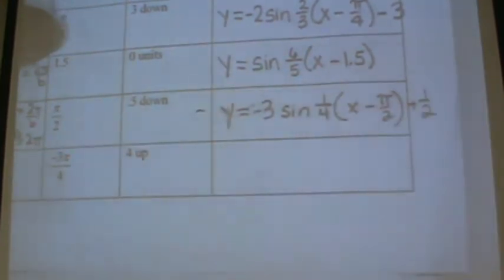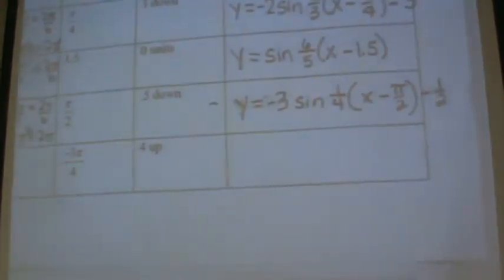3. What kind of 3? Negative 3. Negative 3 sine 1/4 x minus pi over 2. Is that 0.5? Yeah. Plus a half. Oh, half down. Minus 1/2.